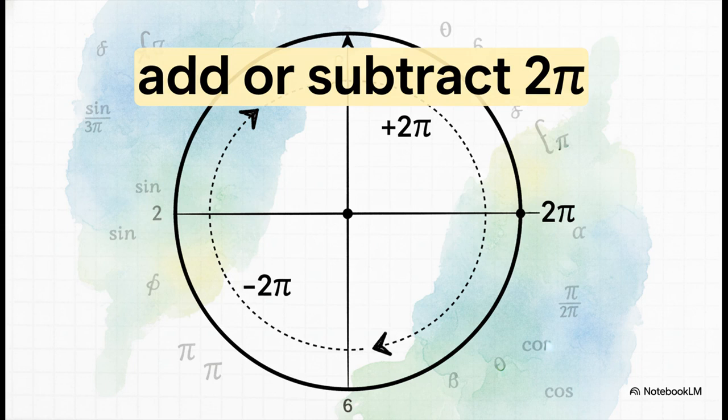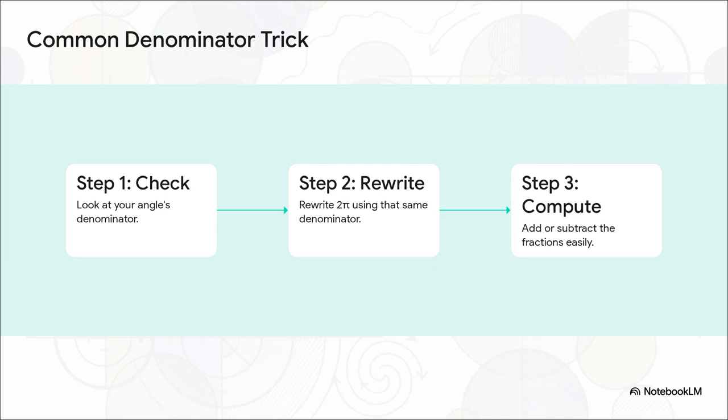So why 2 pi? Well, remember, 2 pi radians is 1 full revolution around the circle. So adding 2 pi is just like our clock hand going forward 1 full spin. And subtracting 2 pi is like spinning it backwards 1 full spin. Either way, you land in the exact same spot. Now, here is the number 1 pro tip for getting these right. You can't just add 2 pi to a fraction, like pi over 6, without a common denominator, right? So the trick, every single time, is to rewrite 2 pi so it has the same denominator as your angle. This one little step, I promise you, will prevent almost every common mistake.